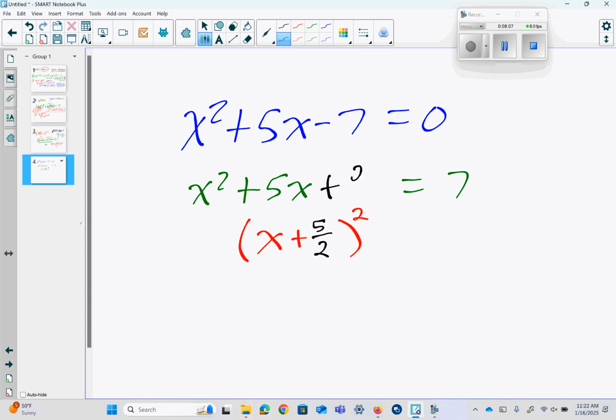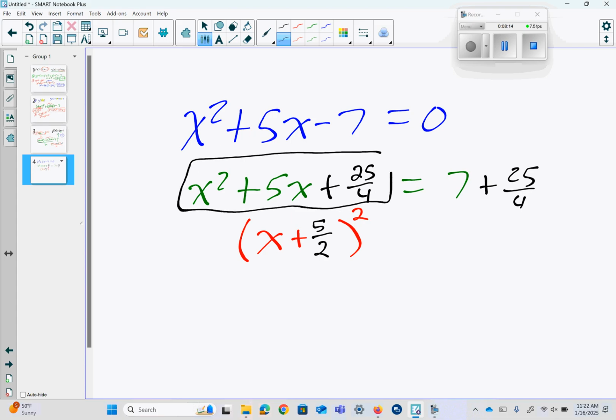So 5 times 5 is 25. 2 times 2 is 4. So you add 25 fourths to both. This right here is what is called the complete square. Okay? So this is always half or divided by 2, and this is always this squared. So need to get a common denominator. Let's see, that's going to be 28 over 4 plus 25 over 4. If I add those together, that's going to give me 53 over 4.